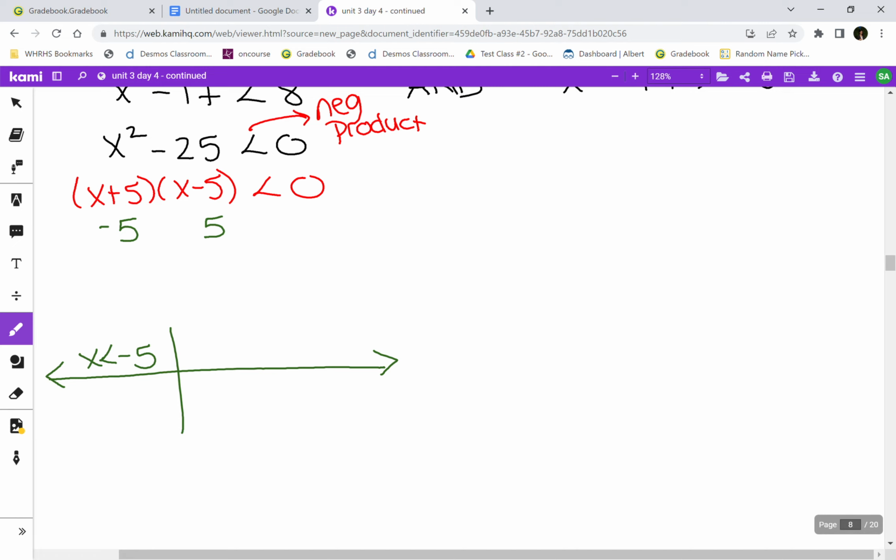soon. Okay, so we're x is less than negative 5. What's the middle region, Navia? Negative 5 is less than x. Perfect. And the last region? X is greater than 5.